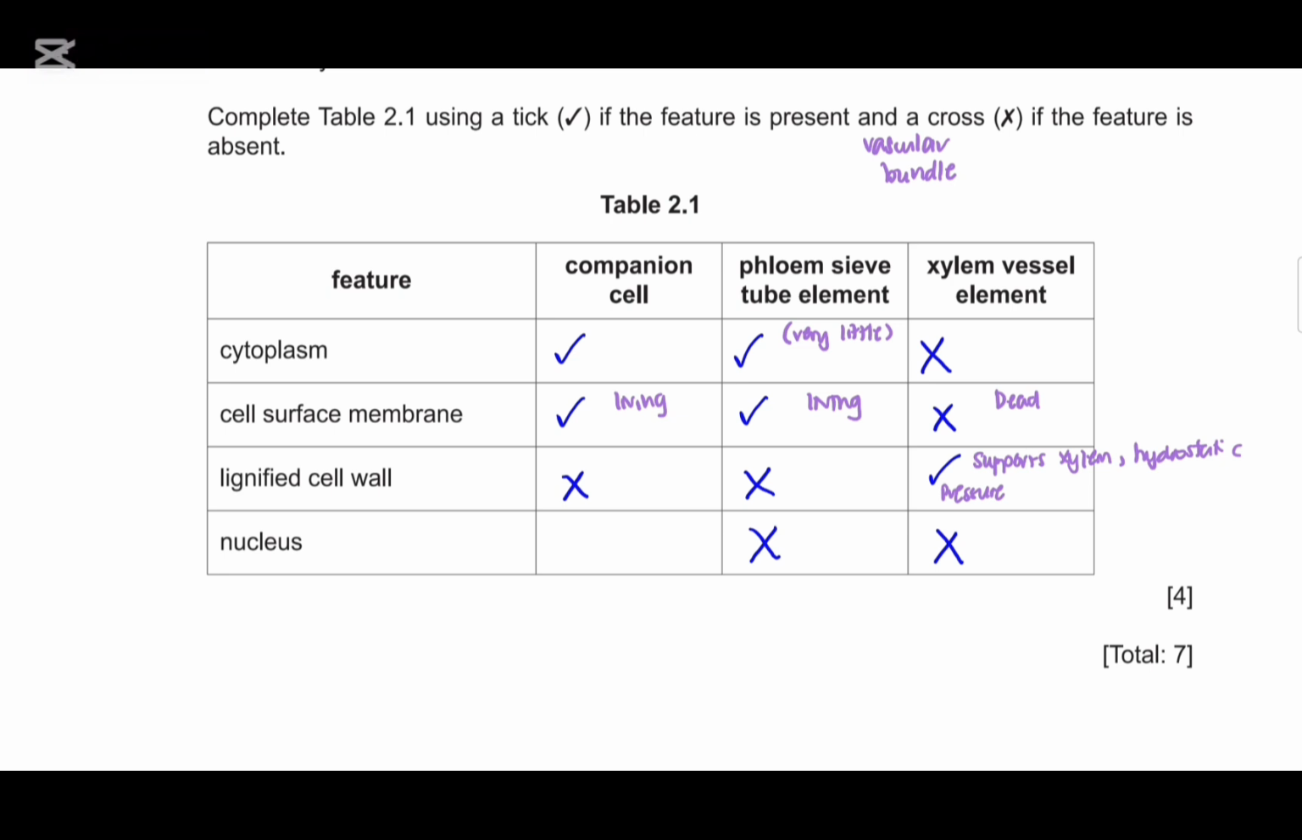However, the companion cell will have nucleus because we know that the companion cell supports the phloem in terms of the function, especially when it comes to sucrose loading. Sucrose loading occurs between the companion cell and the phloem sieve tube element. And then recalling back that the xylem vessel should not have a nucleus because it should be completely hollow.